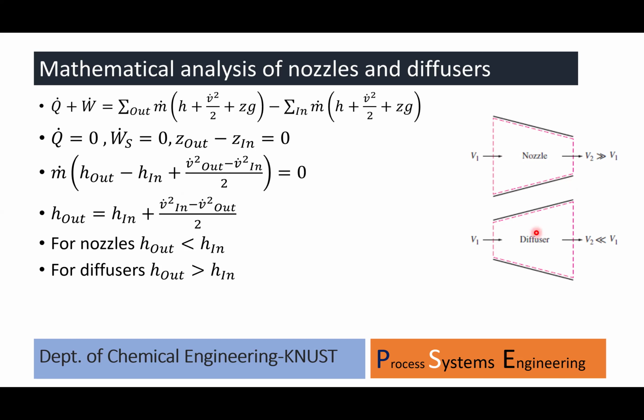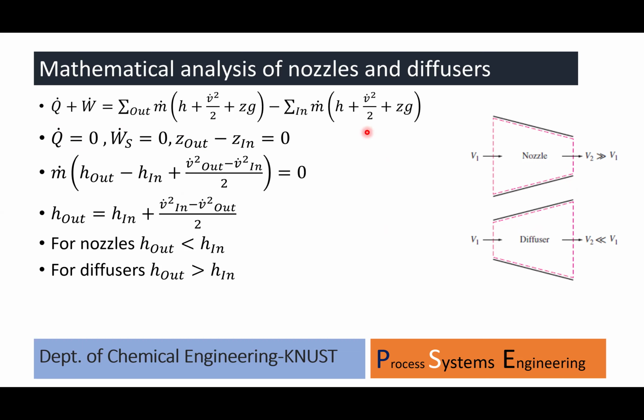But then when you have a diffuser, it's rather the reverse, right? So you are dropping the velocity instead, and then the pressure would rather increase, right? So remember we had this expression. This was our energy balance relation.